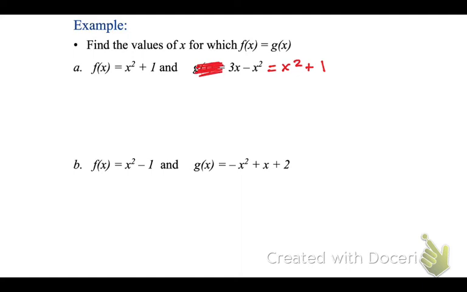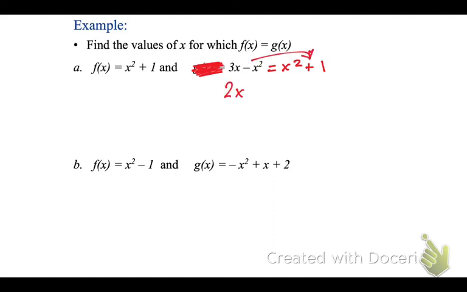Okay, so it's going to be quadratic, yes? So I need to set it equal to what? 0. I'm going to add everything, move it that way.